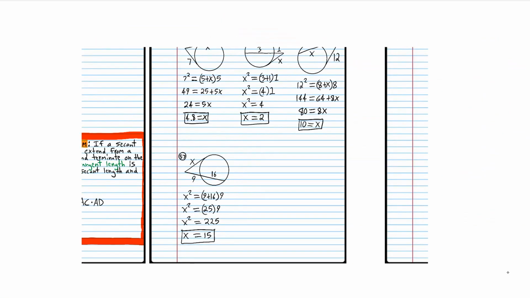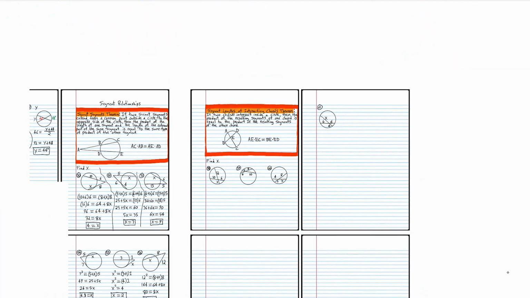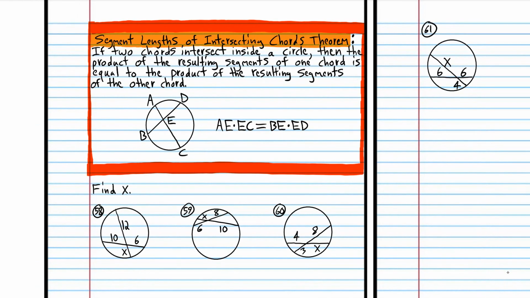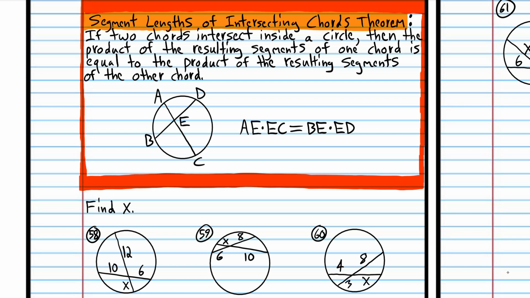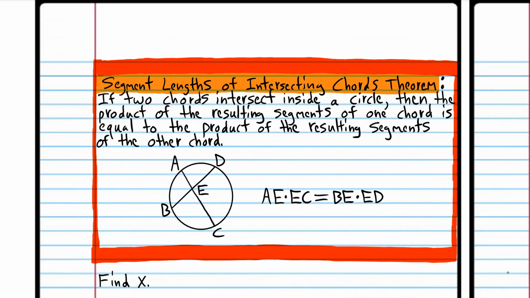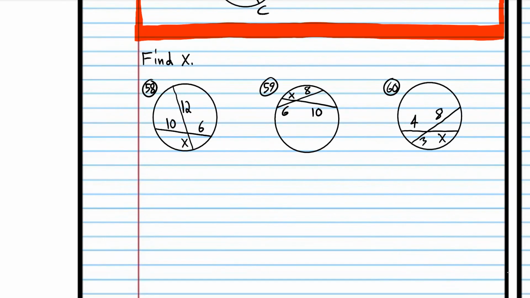So we're almost done for the day. We've got one more simple theorem to learn. It's the segment lengths of intersecting chords theorem. So you have two chords in a circle, and they're intersecting. They intersect at this point. And what this theorem tells us is that this length times this length is equal to this length times this length. So pretty simple. Go ahead and get a picture of that with your phone if you want to look at this as we go along here.